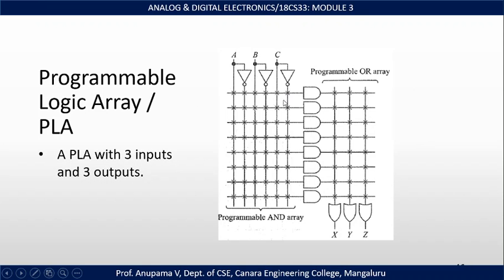This diagram indicates the structure of PLA with 3 inputs and 3 outputs. So there are 3 inputs A, B, C and their respective complements are the inputs for the AND gates, and there are 3 outputs X, Y, Z. Here each and every slot is marked with X mark, which indicates that all the slots are programmable. That is, a programmable AND array and a programmable OR array are present in PLA.